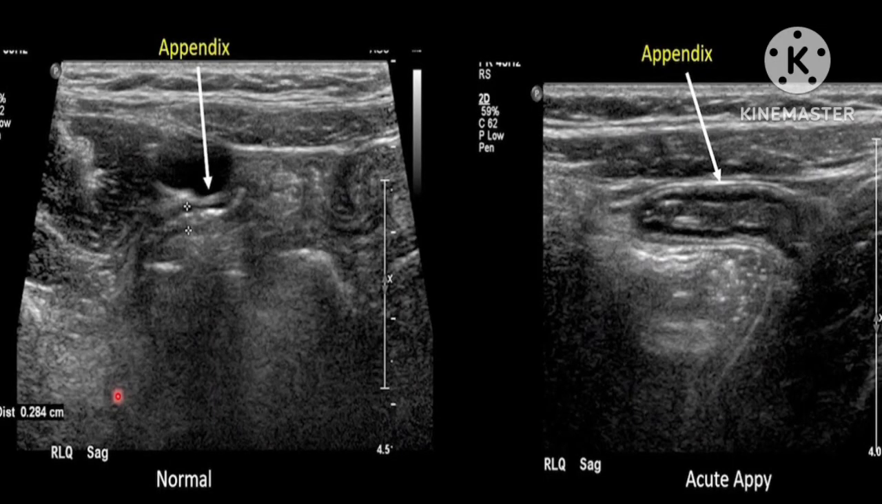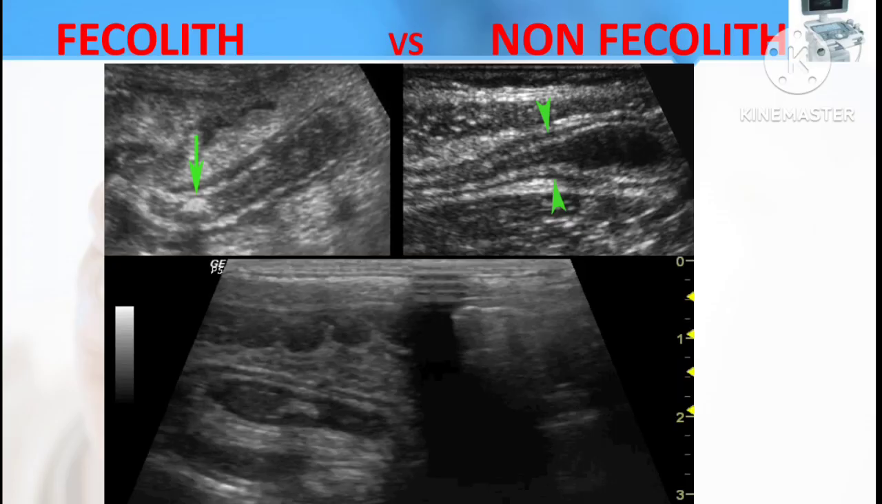On this ultrasonograph, you can see a normal versus an abnormal appendix. A normal appendix has a diameter less than 3 mm, whereas an abnormal appendix looks like a dilated tubular structure with diameter greater than 6 mm. And here you can see the adjacent echogenic fat. In this ultrasonograph, you can see a fecolith, which is found in 35% of cases of appendicitis. In this ultrasonograph, there is no apparent cause for a mechanical obstruction found, which accounts for 65% of the cases.